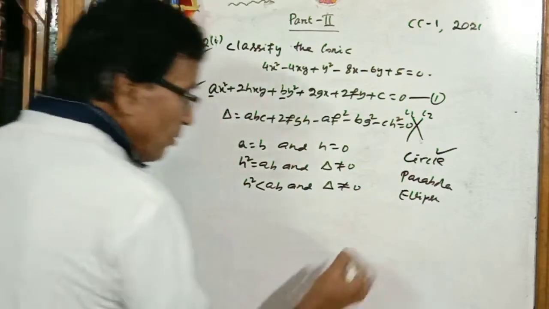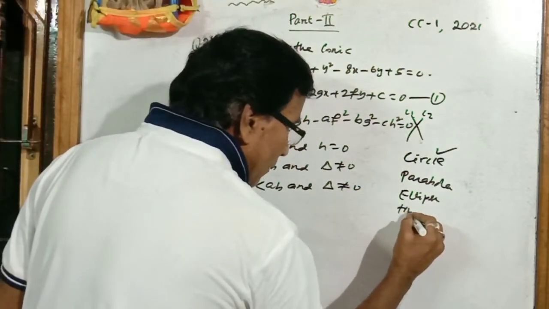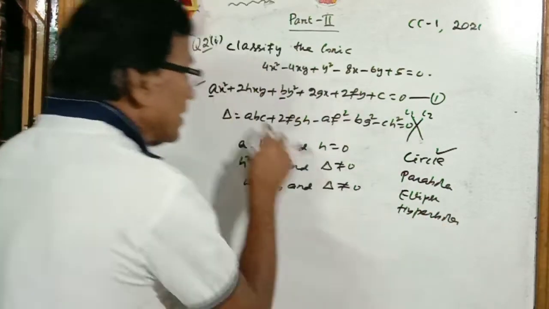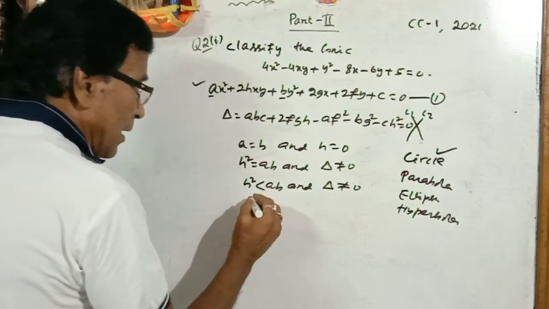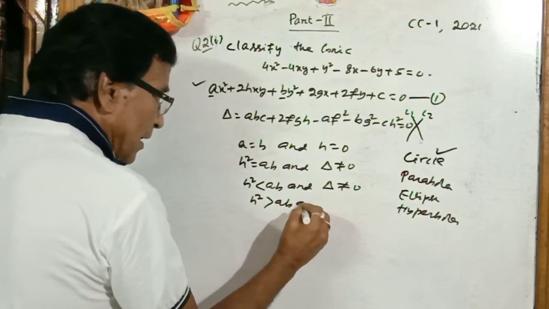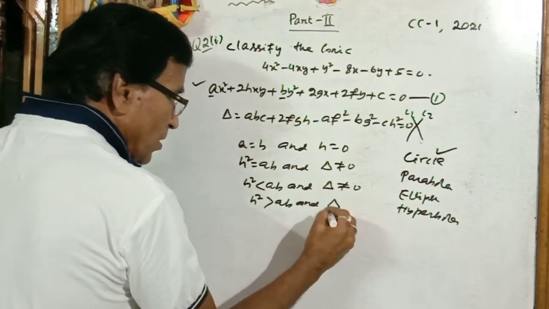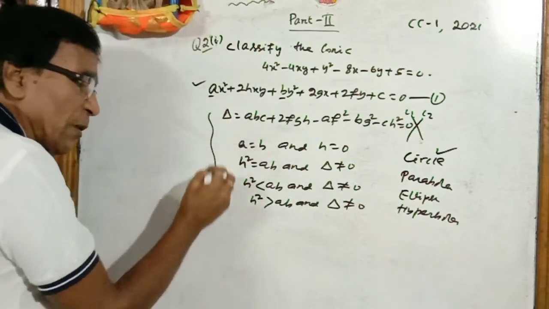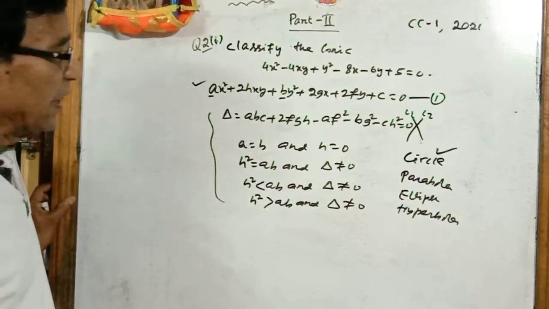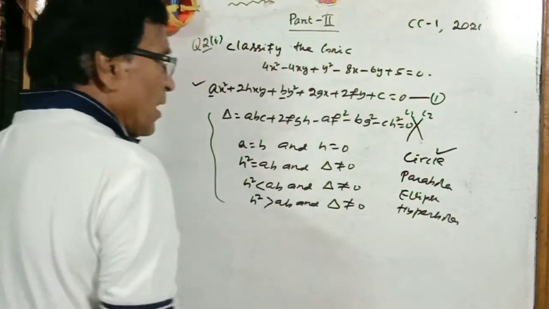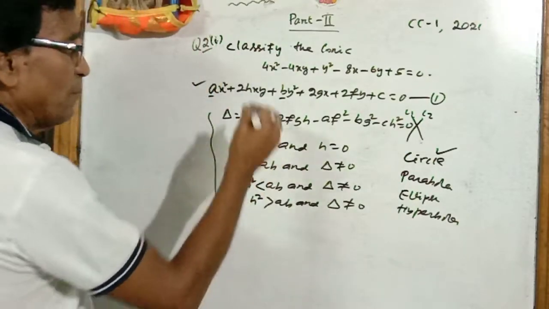When this equation will represent a hyperbola, similarly, if H square is greater than AB and delta must not be equal to 0. So these are the conditions you have to remember. So first of all, here in this given equation, what are the values of A, B, C, F, G, H?